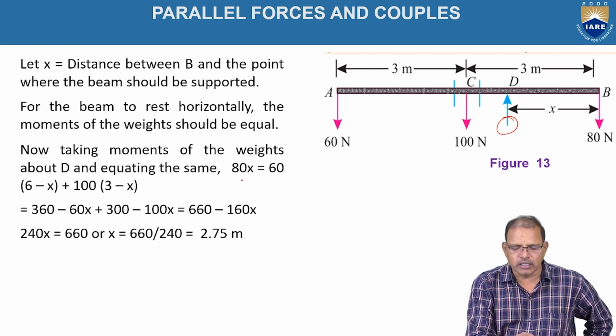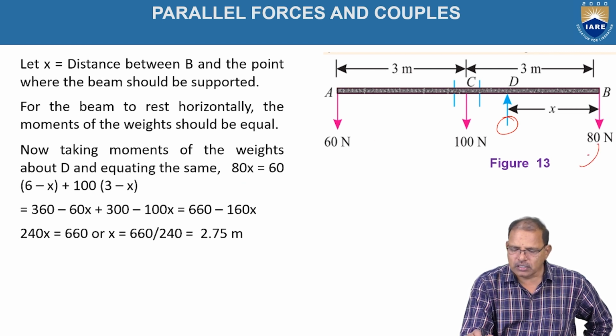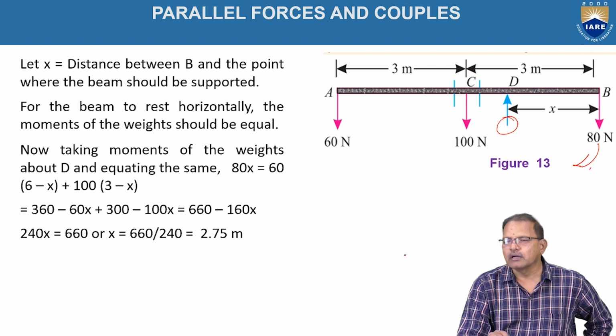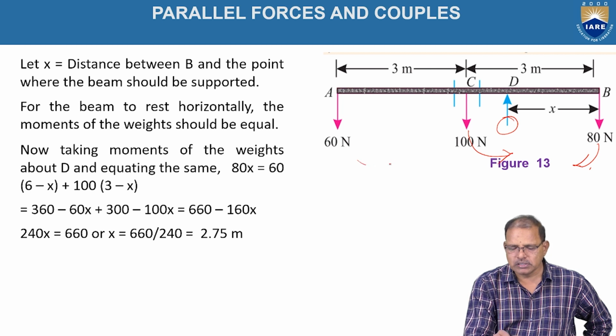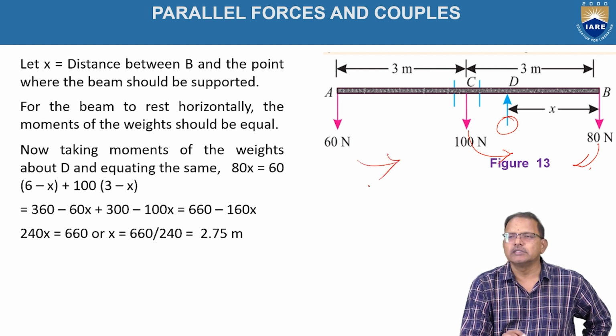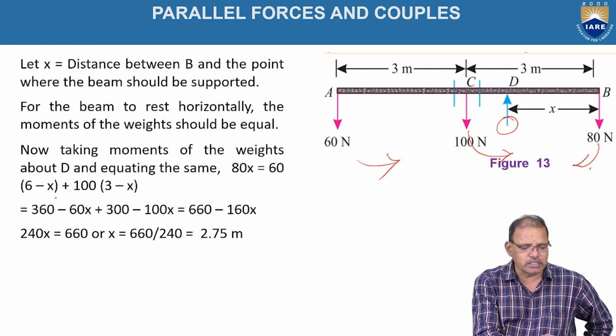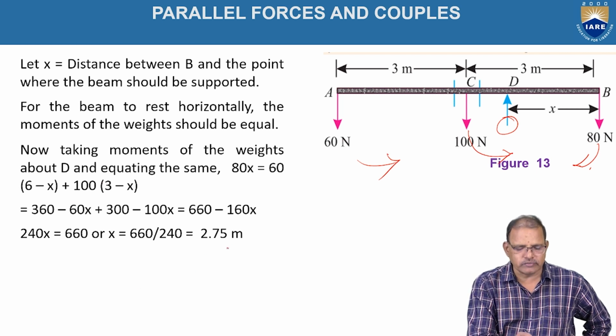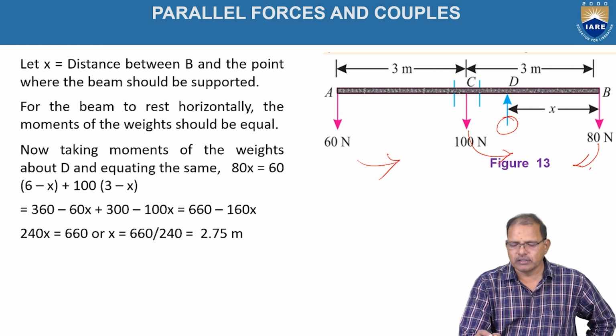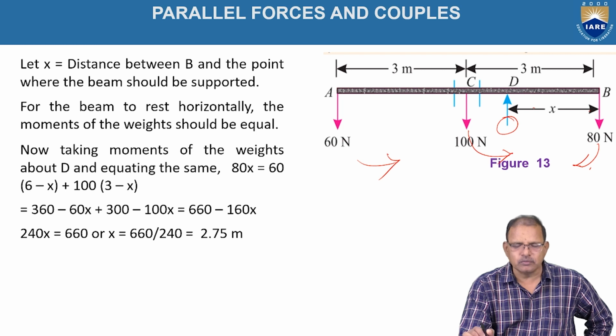80 into x tends to rotate the body in the clockwise direction. The other moments are in the anti-clockwise direction. The sum of the moments created in the anti-clockwise direction should be equal to the moments created in the clockwise direction, which gives 80 into x is equal to 60 into (6 minus x) plus 100 into (3 minus x). From this relationship we get x equal to 2.75 meters.